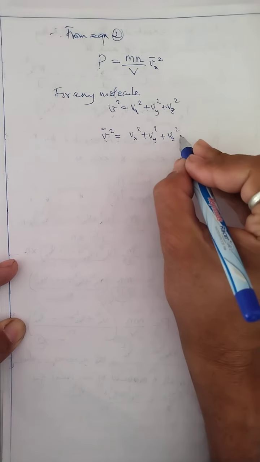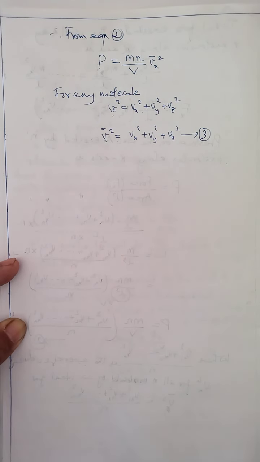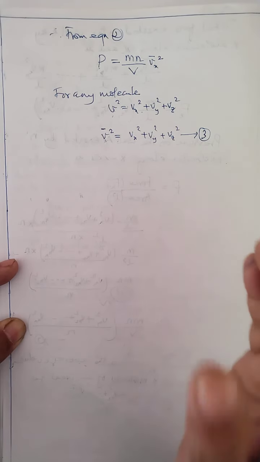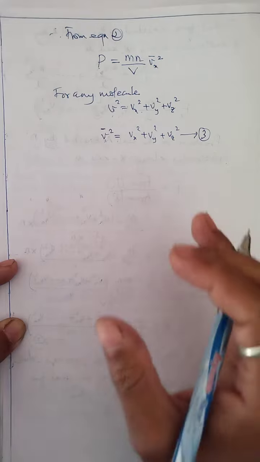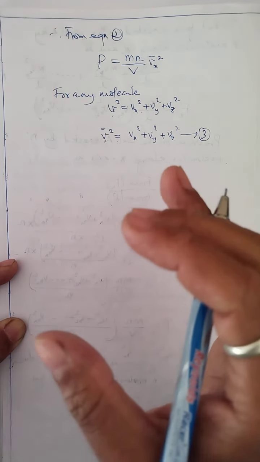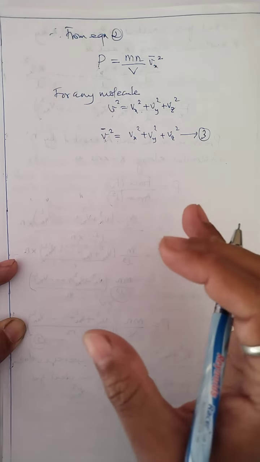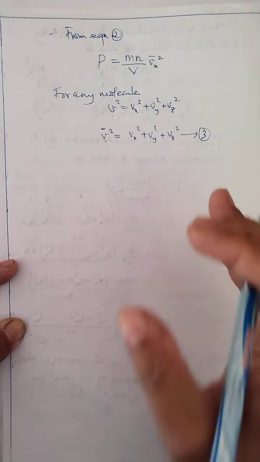Now I consider this equation as equation number 3. Now the next part that is very important under this case is, since the direction of motion of the molecules are all random in a gas placed in a vessel, that means all directions are equally possible.